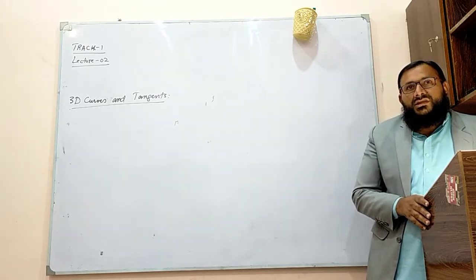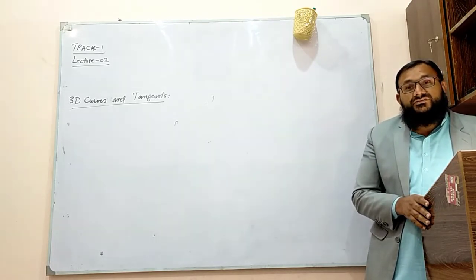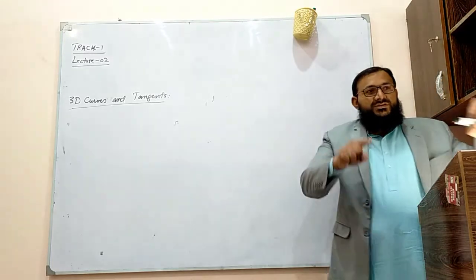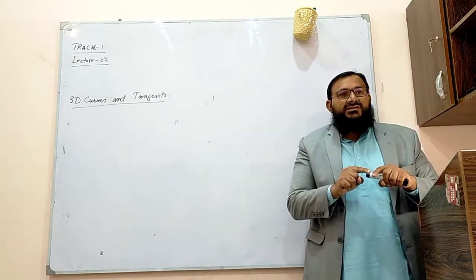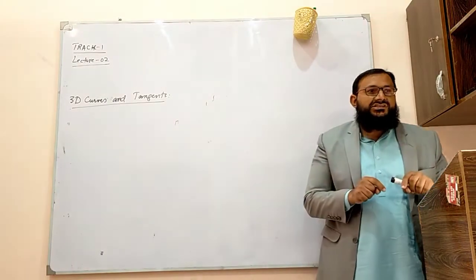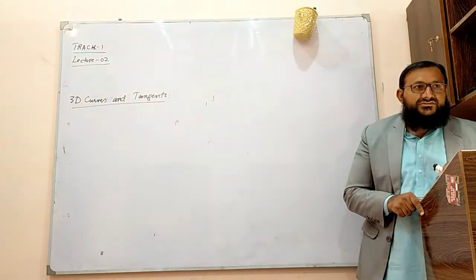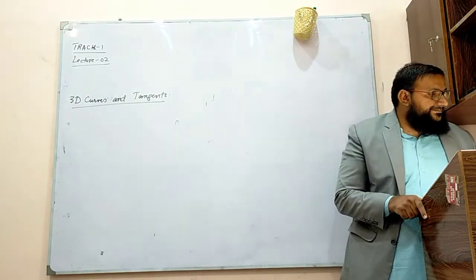Whenever we are discussing this, we show students some sort of circular disc. That circular disc is a 2D shape, but the circle itself is a 1D shape.